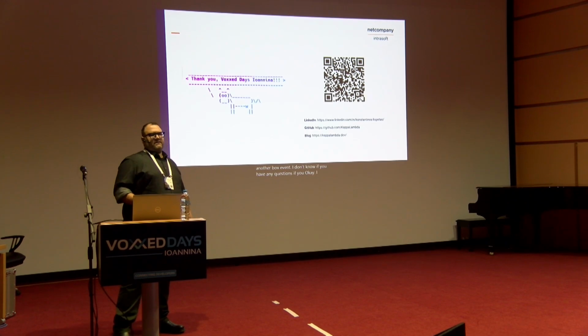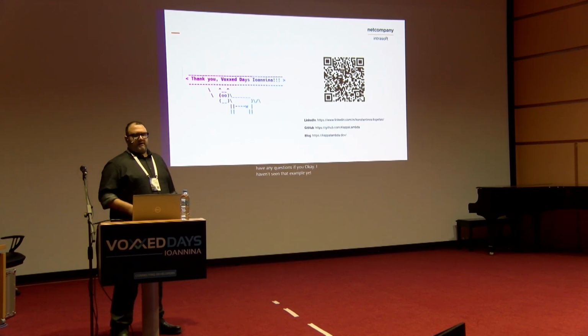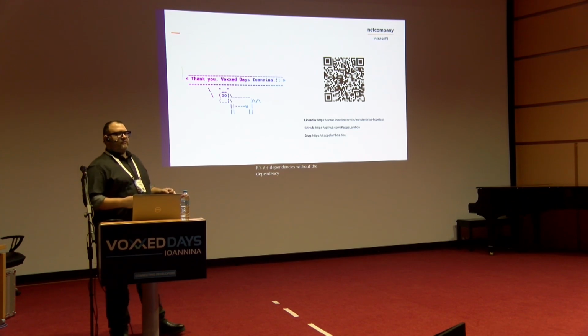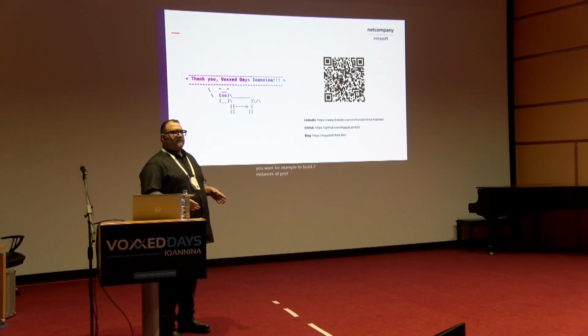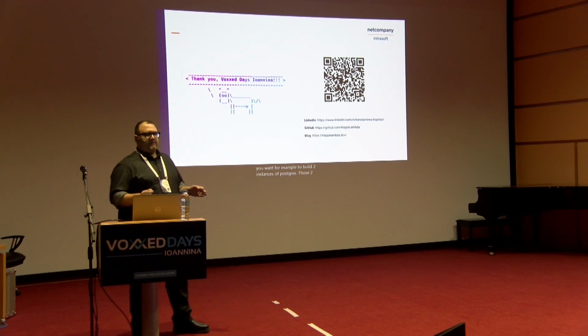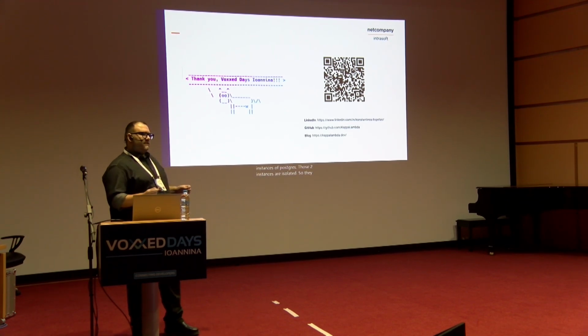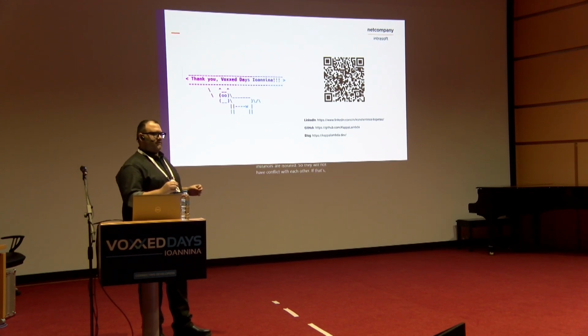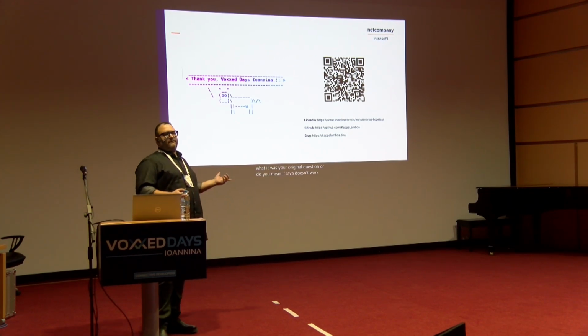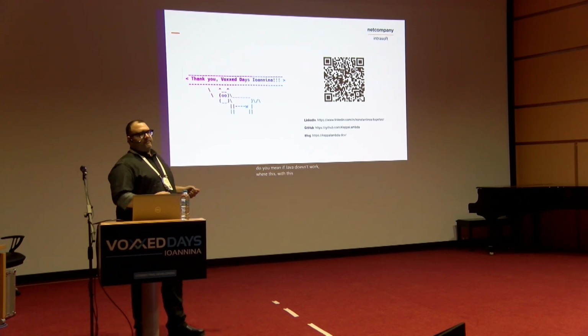I haven't seen that example yet, but the dependencies are isolated. So if you want, for example, to build 2 instances of Postgres, those 2 instances are isolated. So they will not conflict with each other, if that was your original question. Or do you mean if Java does not work with this Maven version?